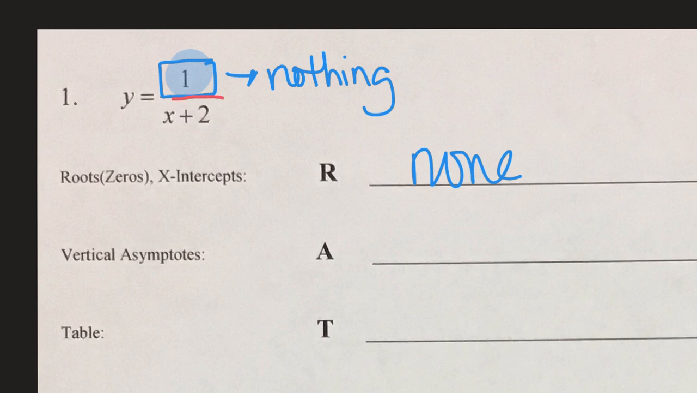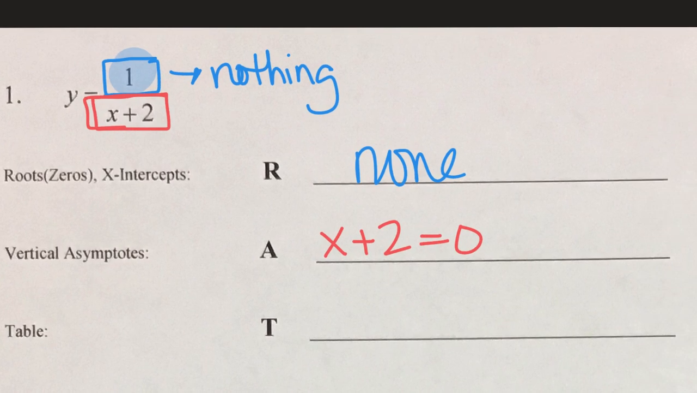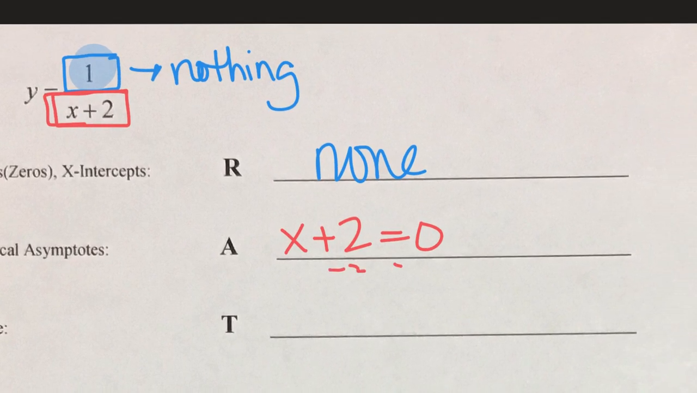Okay, A, the vertical asymptotes. We use the denominator for that, just the denominator. X plus 2, we set it equal to 0. And we solve for x by subtracting 2 from both sides. So we have a vertical asymptote at -2. Now remember, this is the equation for our vertical asymptote.